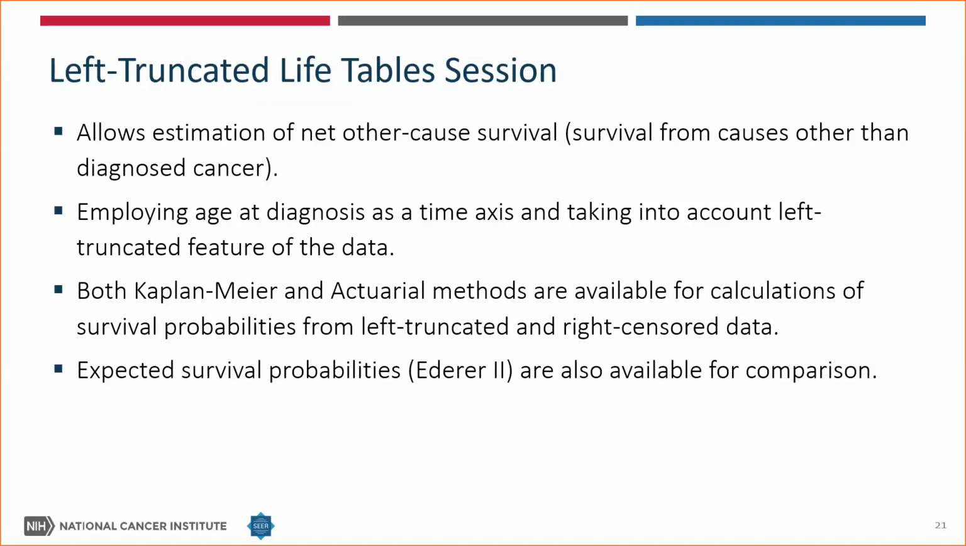It's taking into account the left truncated feature, which means we don't have any persons at risk until they're diagnosed with cancer. So we can't start at age 0. We start once we have enough data where people are in our cohort. You can use Kaplan-Meier, actuarial. I'm not going to get into those. And you can compare it to expected. So with my lung cancer example before, you look at lung cancer and do they have a higher survival of other causes or lower survival of other causes compared to the general population? Again, that cohort is probably more likely smokers. And if you look at these numbers, their survival of other causes is much lower than the general population.